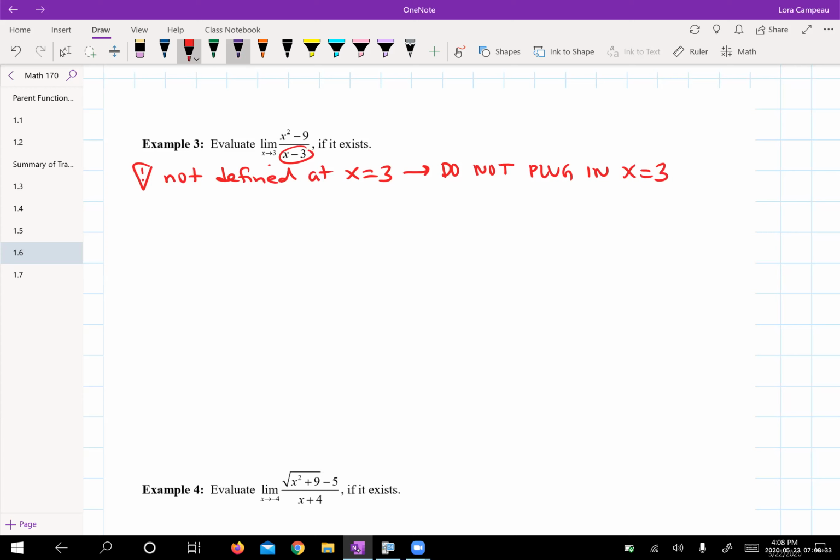But there is an interesting part about this. We don't really care about x equals 3. That's the thing we have to be careful about when we're looking at limits. We care what happens near 3.